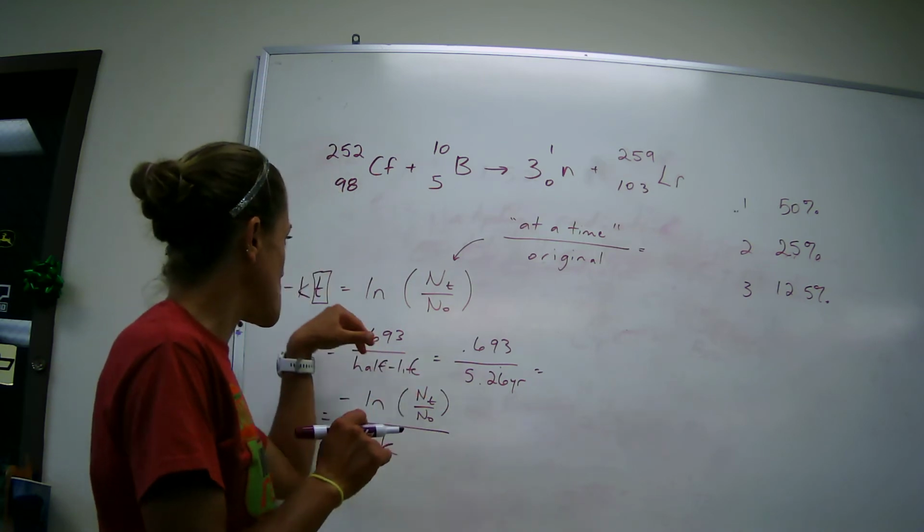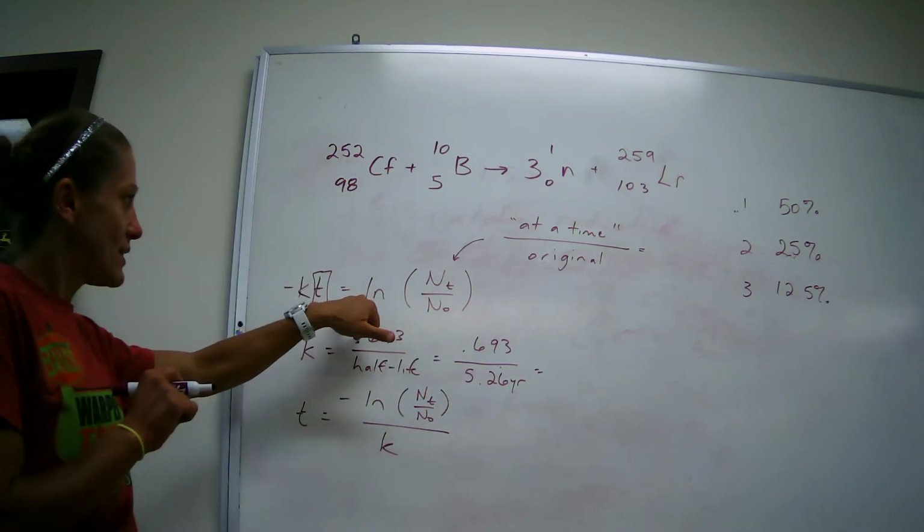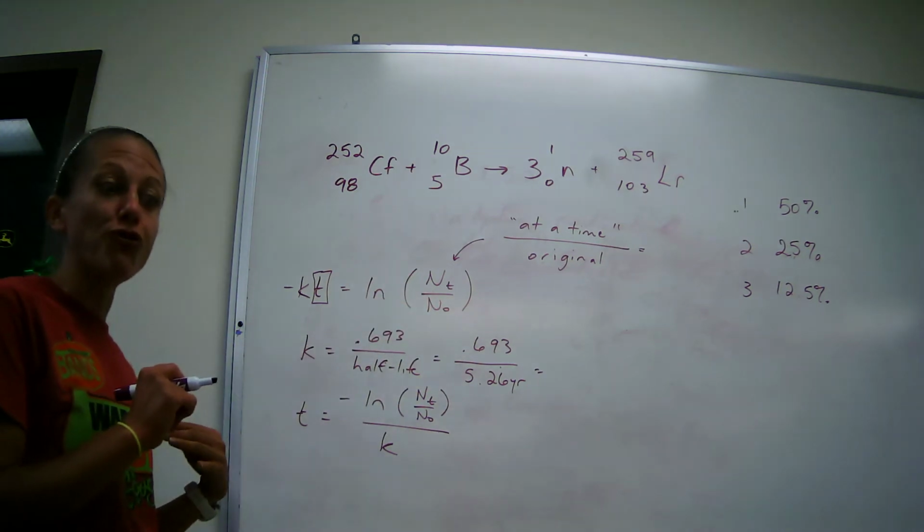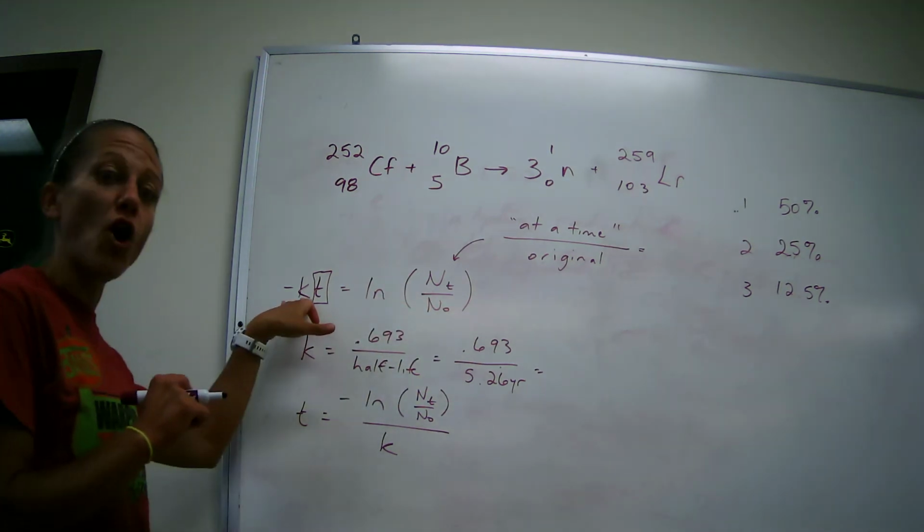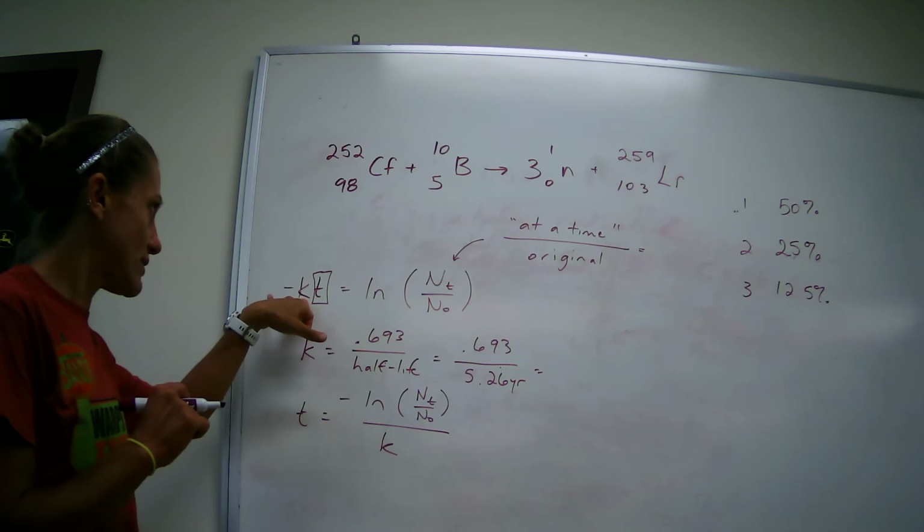So we have this equation from kinetics, kt equals ln of Nt over N0. k is what's called a rate constant, and I'll show you how to calculate that in a second.